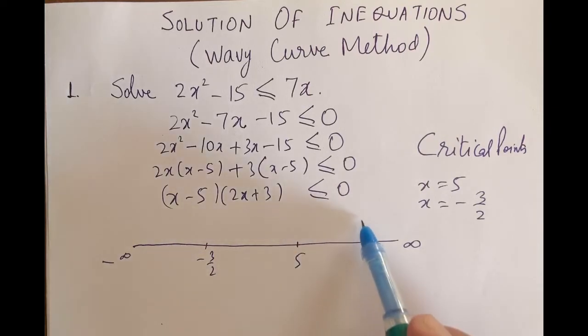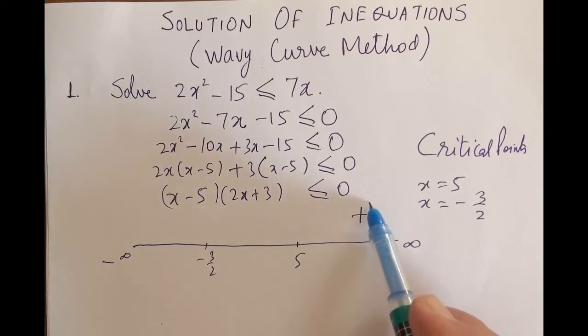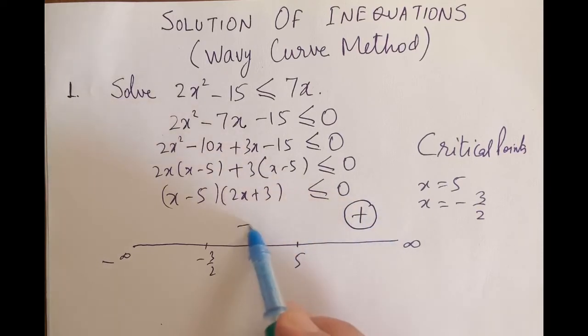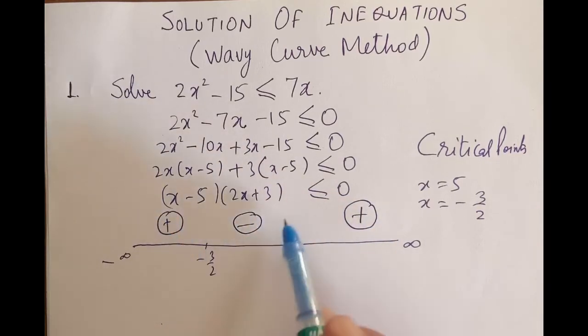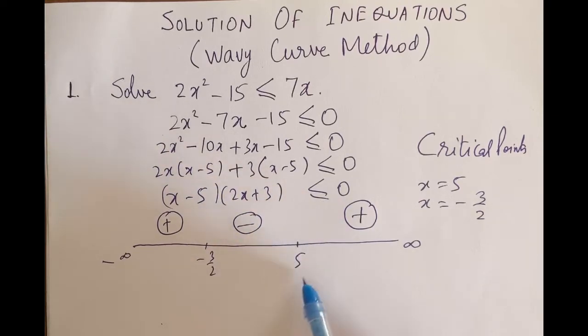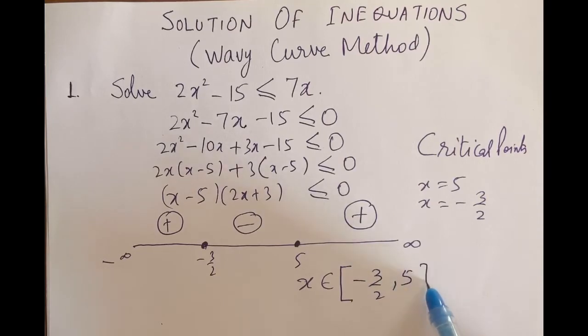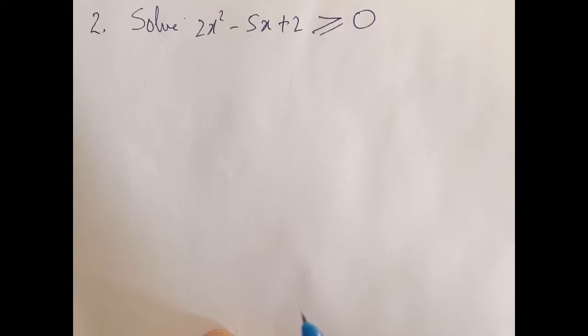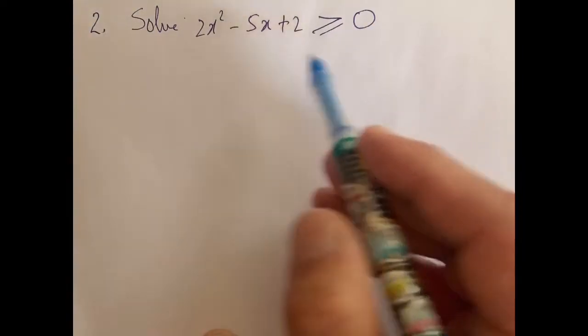So starting from the right hand side, we always consider positive sign. So positive, negative and positive. Since this is less than or equal to 0, we need the negative sign. So this gives us x belonging to this interval, minus 3 by 2 to 5. We have solid circles here, therefore we will have square brackets, minus 3 by 2 to 5. This is the answer. Next one, 2x square minus 5x plus 2 greater than or equal to 0.